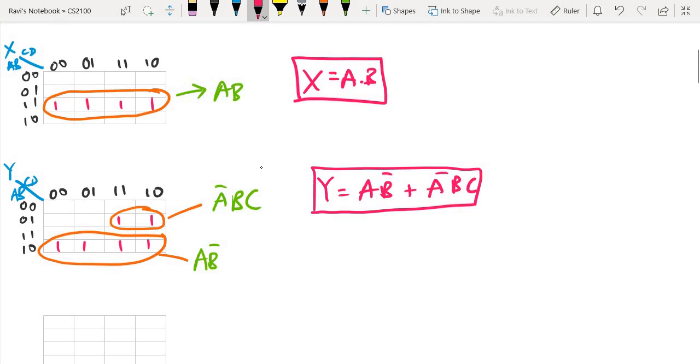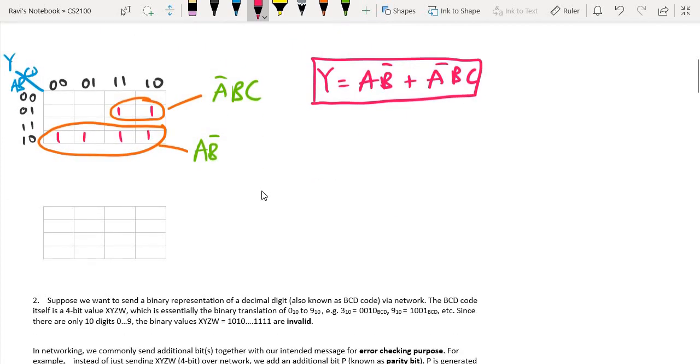Okay, so now let's look at the z variable. Again I'm going to label it first. So this is for z, this is AB, and this is CD, and I'm going to put in the 0 0 0 1 1 1 1 0. Same thing over here. Okay, now I'm going to put in the ones. So you have more ones here, one here, one here, and one. Okay, so now let's see how we can do the groupings.